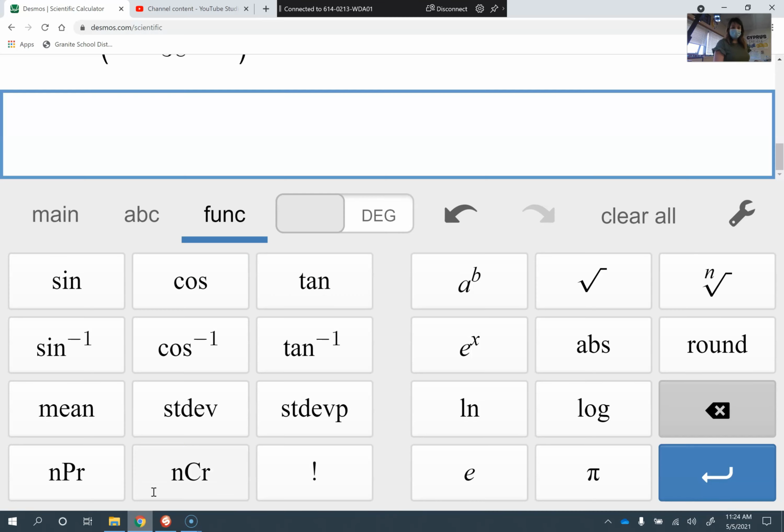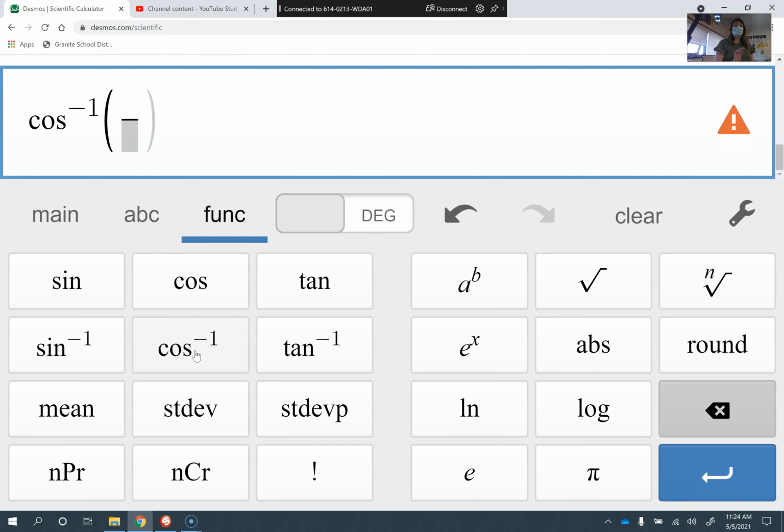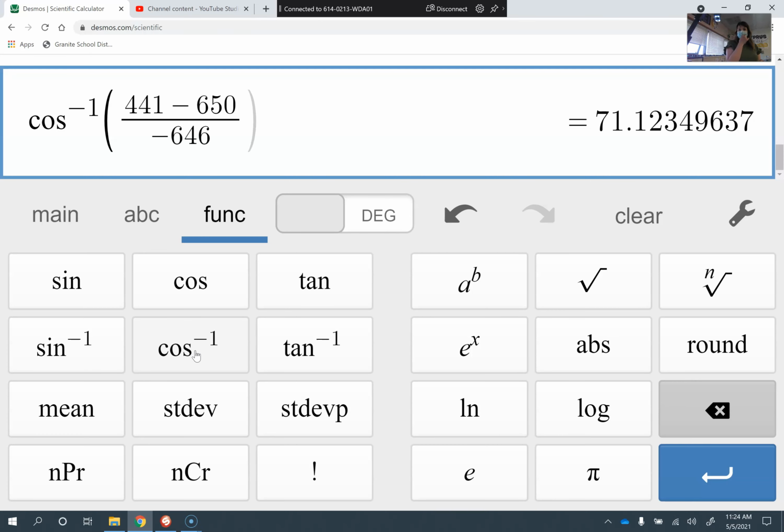We're going to hit that function button in Desmos. We hit cosine inverse and then hit your backslash immediately. So we're going to type in 441 minus 650, arrow down, type in negative 646. That gives us an angle measure of 71.